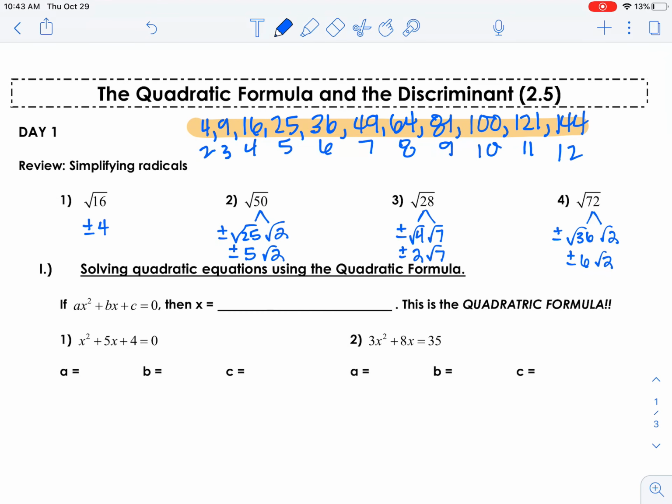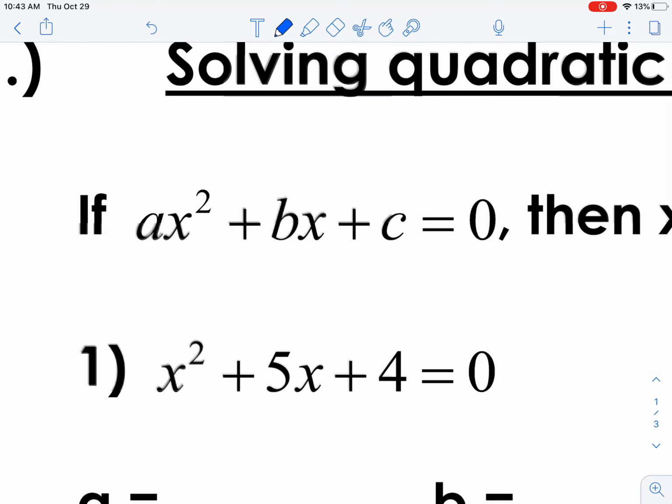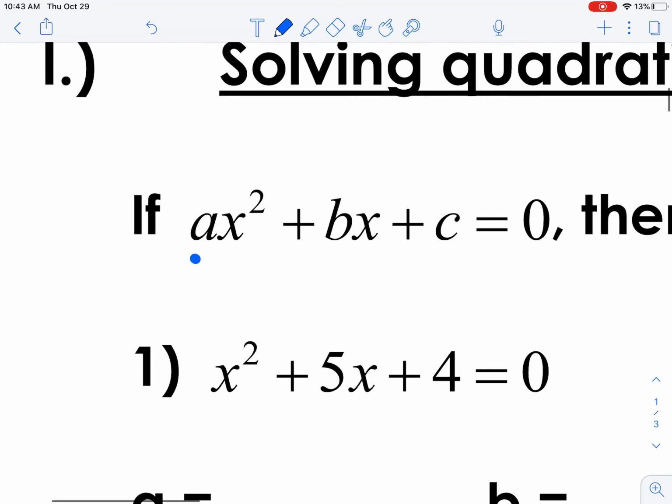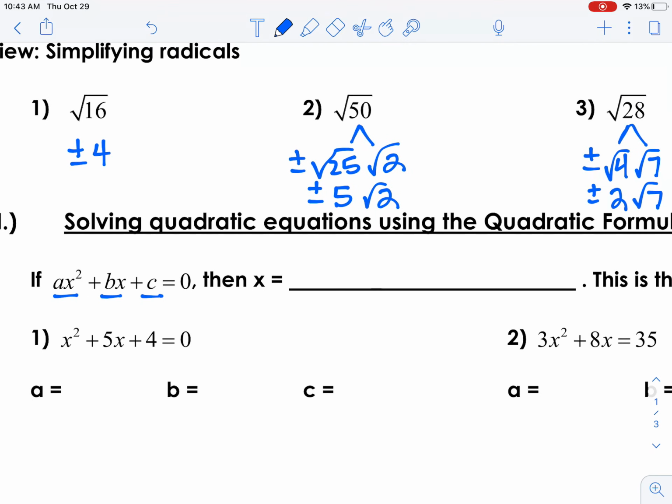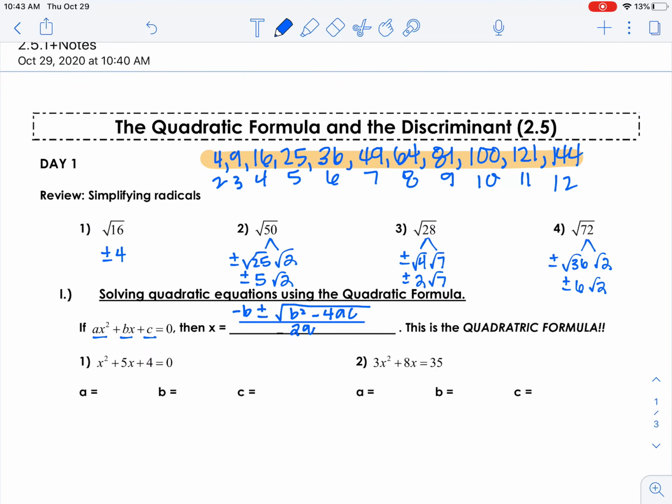Now the quadratic formula uses the a, b, and c values. Remember, a is always in front of x squared, b is always in front of just x, and c is the constant at the end. And so to solve, we do x equals negative b plus or minus the square root of b squared minus 4ac all over 2a. That's the quadratic formula.